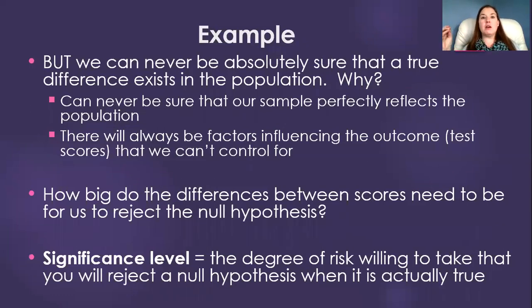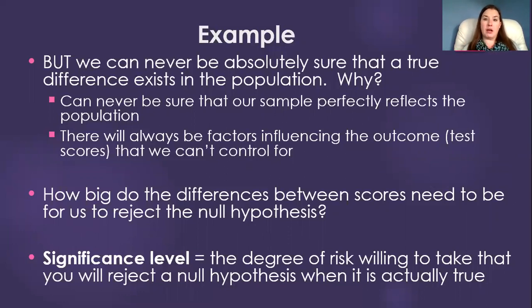It's the same idea as flipping a coin 10 times in a row and getting 10 heads in a row. Does that mean that there's something wrong with that coin? No, that's just dumb chance that you got lucky. Can you roll six sixes in a row with a die? Yes. Does that mean there's something wrong with that die or that it's weighted? No, it's just chance. So there are always going to be factors that influence the outcome, like test scores, that we can't control for.